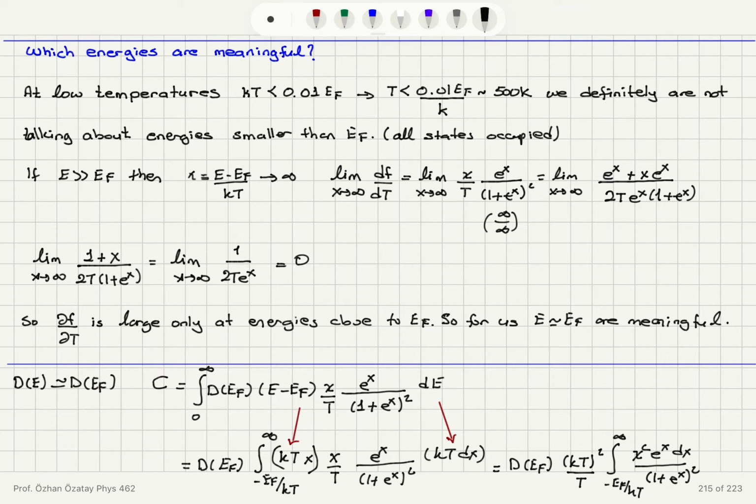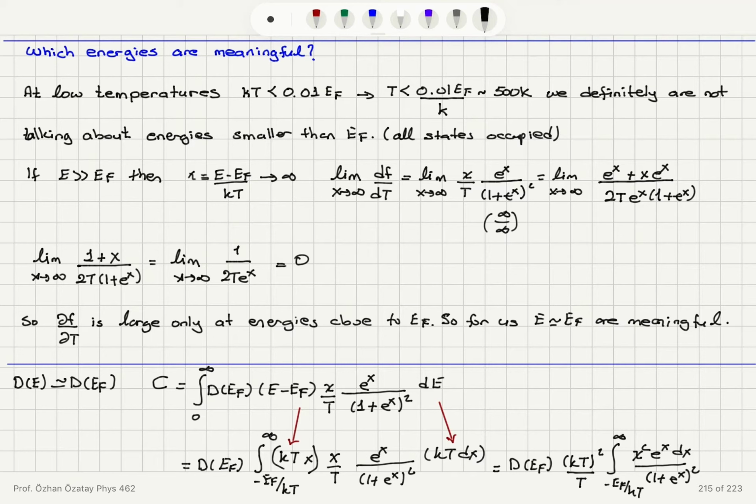And if the energy is much greater than E Fermi, we would find x goes to infinity. In the limit as x goes to infinity, this derivative df/dT is x over T times e to the x over (1 plus e to the x) squared, which is an infinity over infinity case. So we use L'Hopital's rule, take one derivative: e to the x plus x e to the x, divided by 2T e to the x times (1 plus e to the x). The e to the x's cancel, and we have again infinity over infinity. One more derivative gives us 1 over 2T e to the x, which is 0.